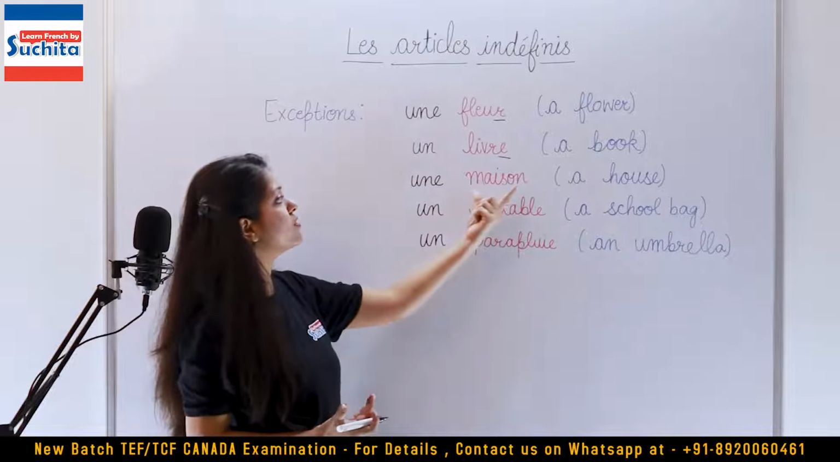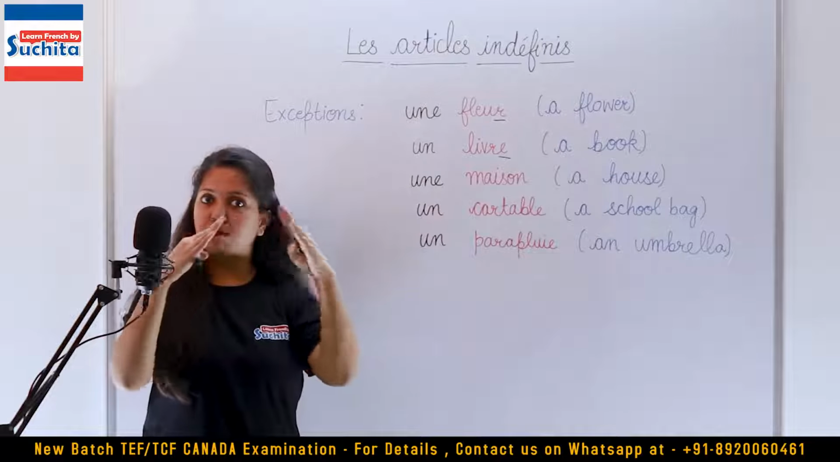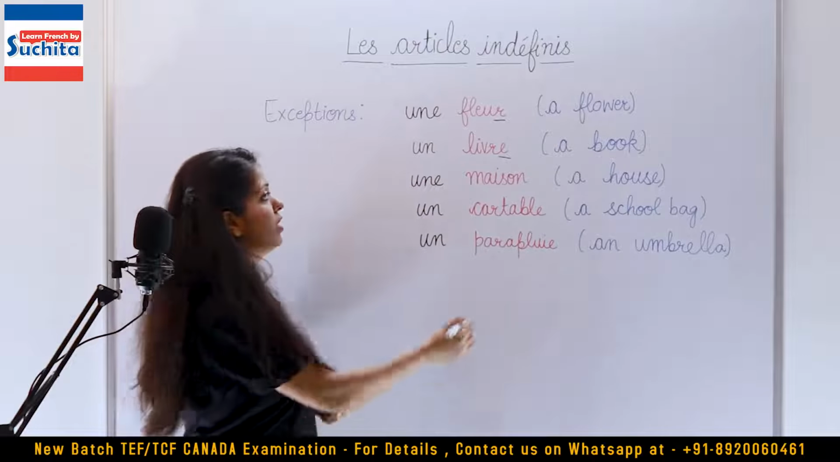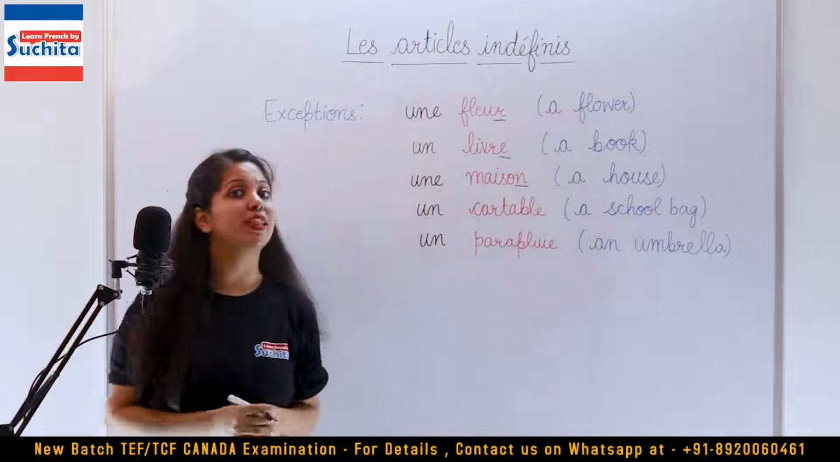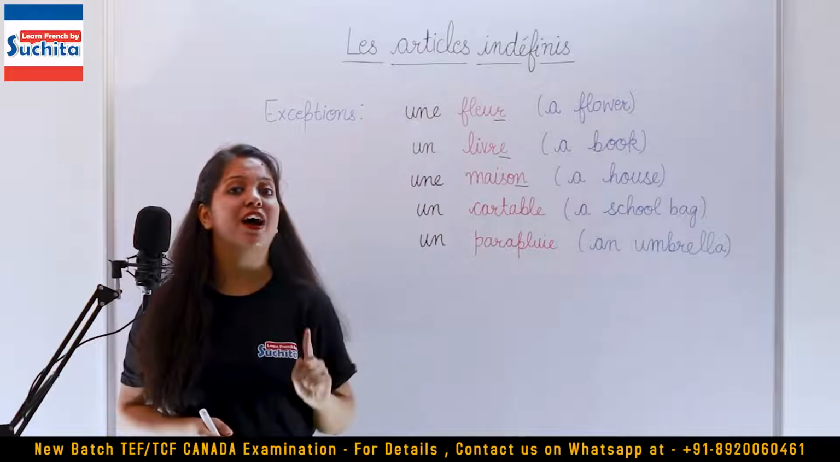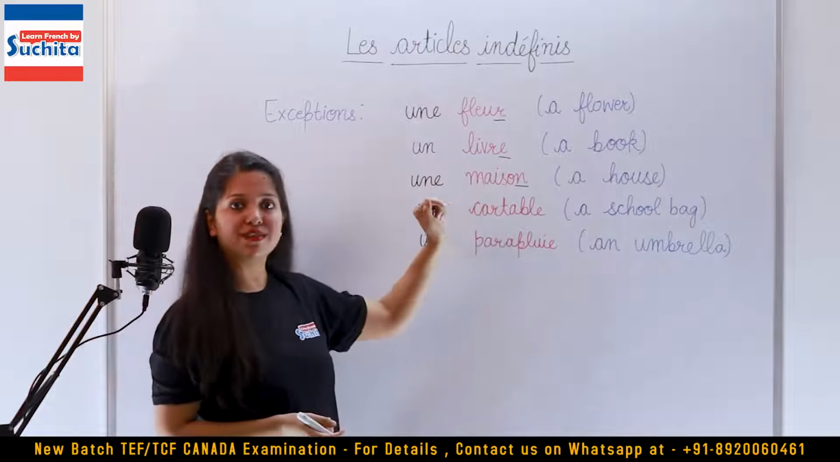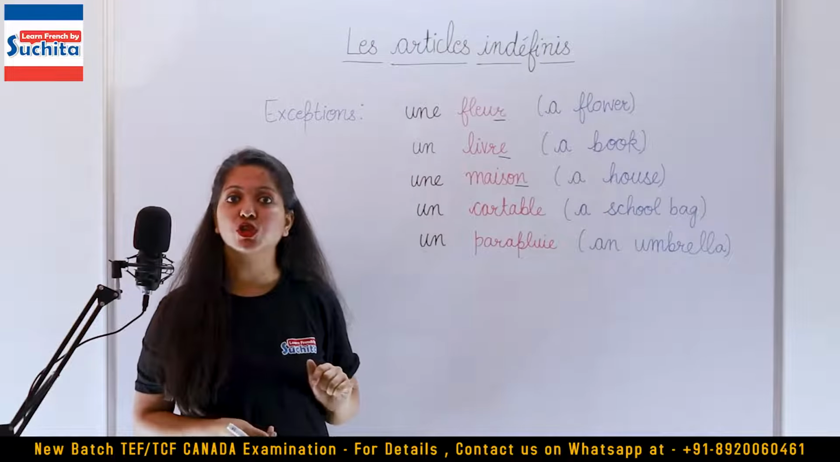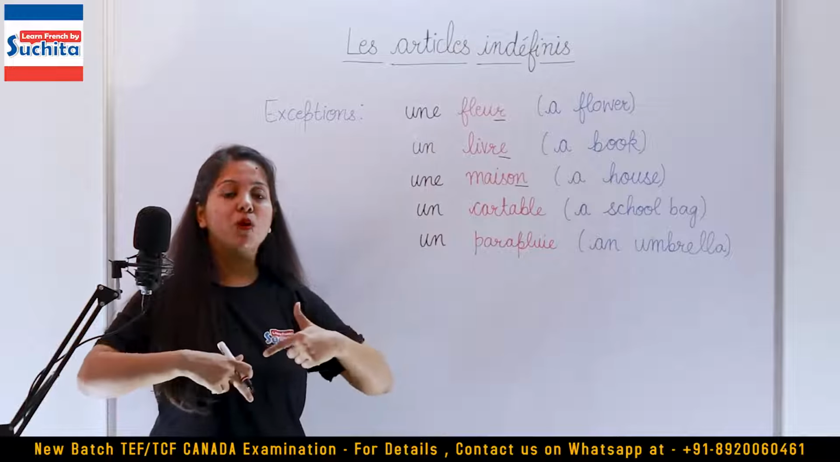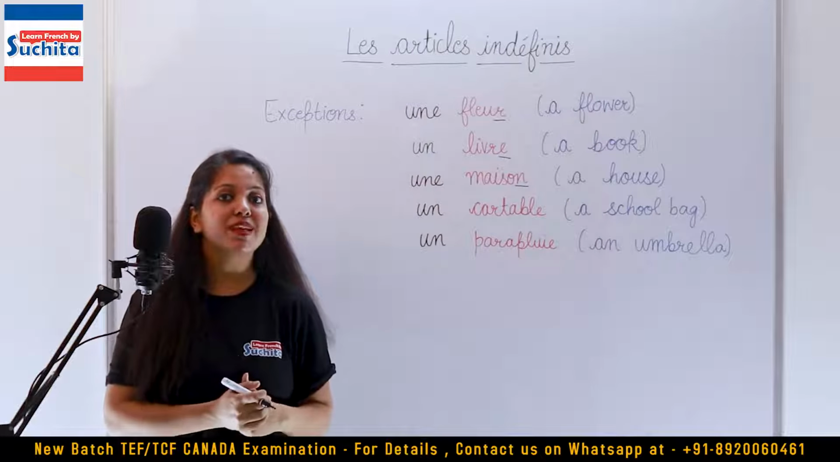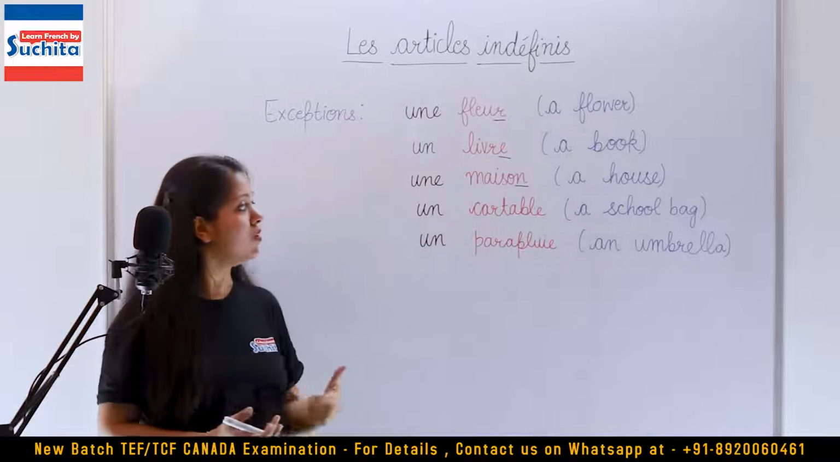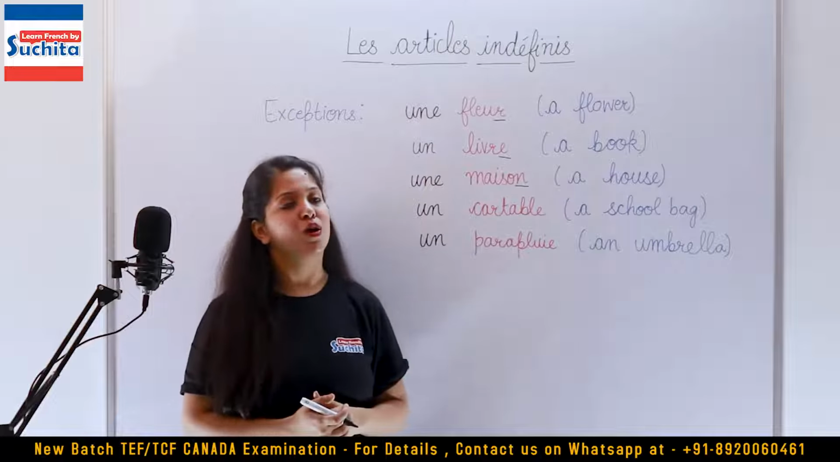Let's look at the third word, which is maison. Maison, which means a house. Now again, it is not ending with E. According to the normal rule, it should have been masculine. Now since it is an exception, the rule will become opposite and it will become feminine. So we say une maison, and that means a house.